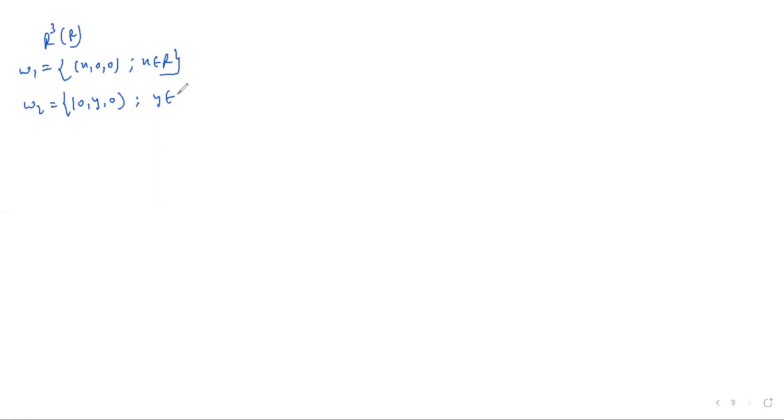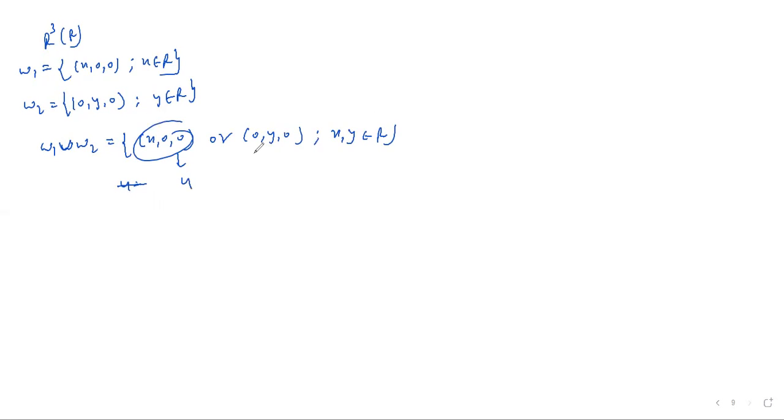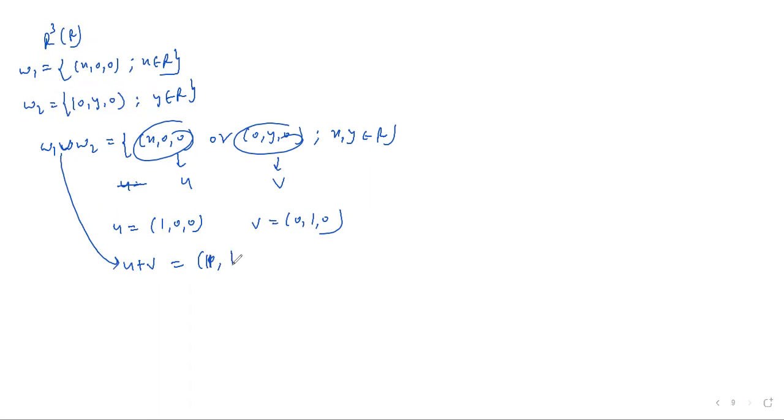Okay, so y belongs to R. Then if I take the union of these W1 and W2, it becomes (x, 0, 0) or (0, y, 0), where x, y belong to R. But consider the sum. If I denote one as u and the other as v, and give them values, u equals (1, 0, 0) and v equals (0, 1, 0), then their sum u plus v equals (1, 1, 0), which does not belong to W1 union W2. So from this we got a clear example that the union of two subspaces need not be a subspace.